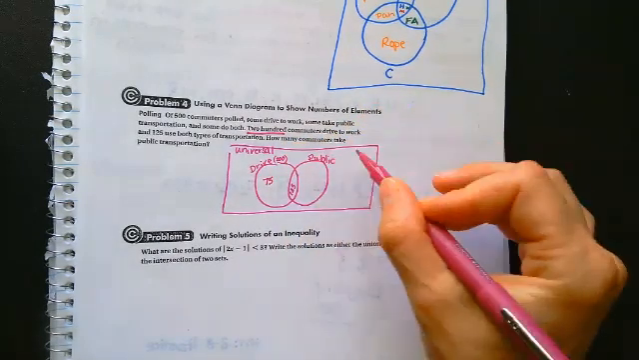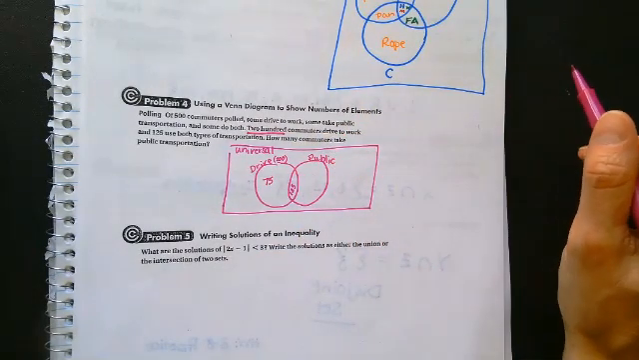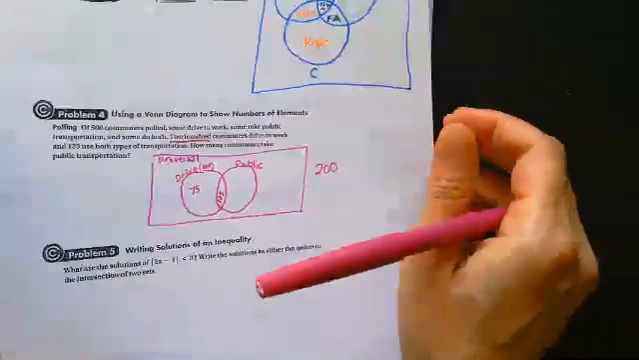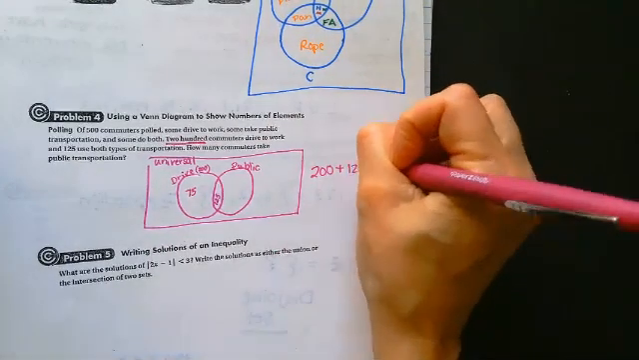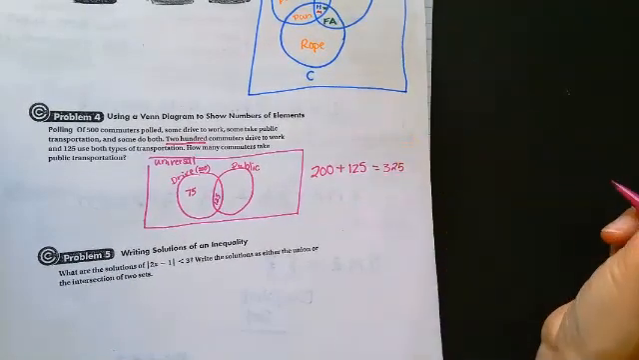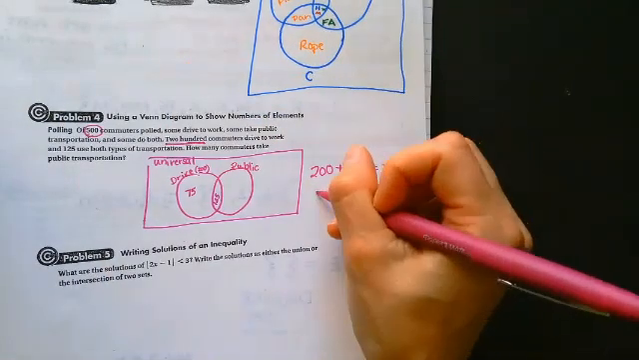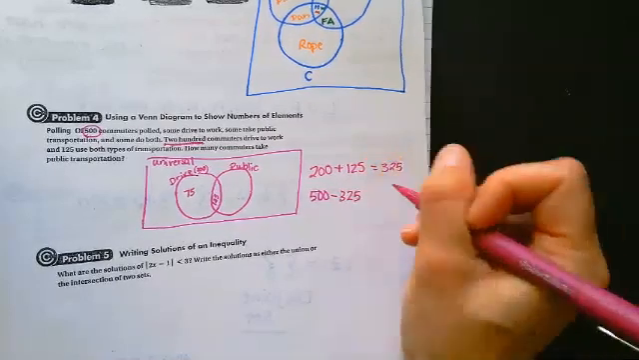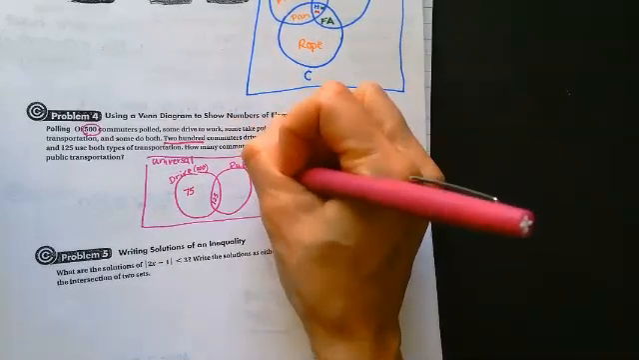The question is, how many commuters just do the public transportation? Okay. And so this is how we do this, right? So 200 that drive to work plus the 125 that do both is 325 transporters, right? And it tells us in the beginning that 500 was the total polled. So if we take that 500 and we subtract our 325, then we get 175 left over that do the public transportation.